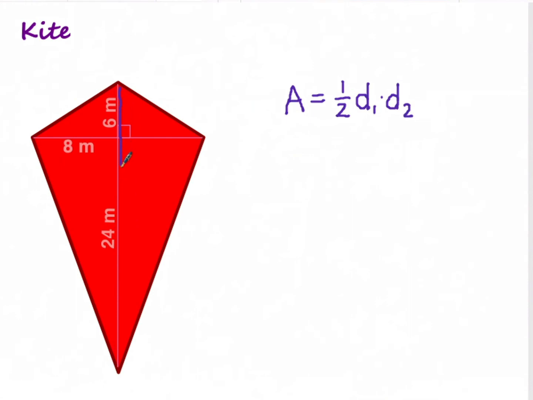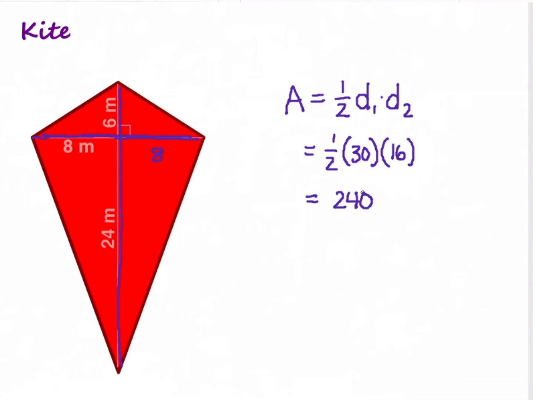And so this up and down diagonal, I would just have to add those together. 24 plus 6 is 30. 1/2 diagonal 1. And then the other diagonal, remember if this is 8, then this is also 8. So diagonal 2, I'm going to call that a length of 16. And typing that all in, I get 240 square meters.